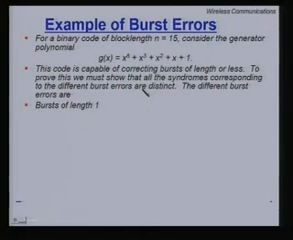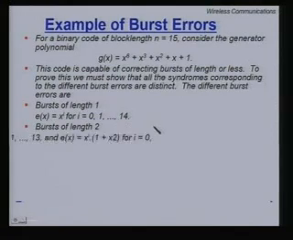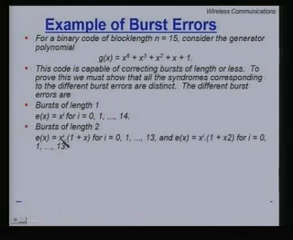To prove this, we must show that all syndromes corresponding to the different burst errors are distinct. So, the different bursts are: a burst of length 1 is just saying that one bit in error occurs at any one of the 15 locations. What are the 15 locations? 0 through 14. So, E(x), which is our polynomial for the burst error, is x raised to the power i. A burst of length 2 can be denoted by E(x) equal to x raised to the power i times (1 plus x), because there have to be 2 consecutive bits which are in error. It is a burst of length 2.